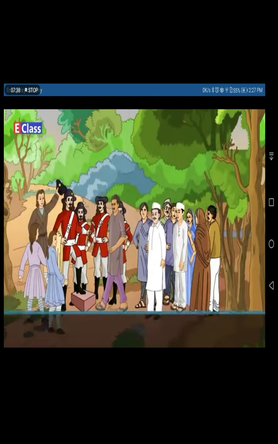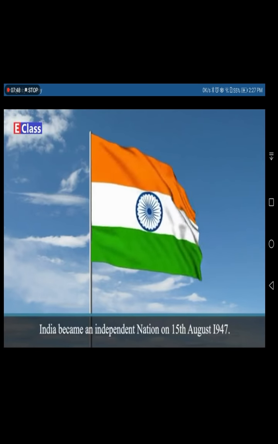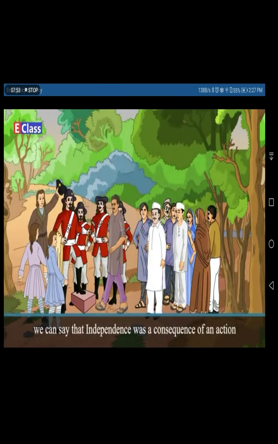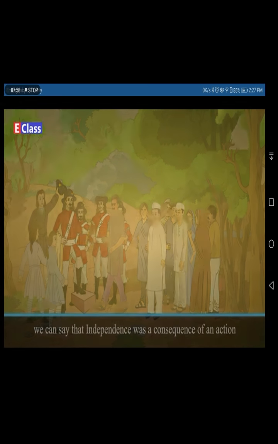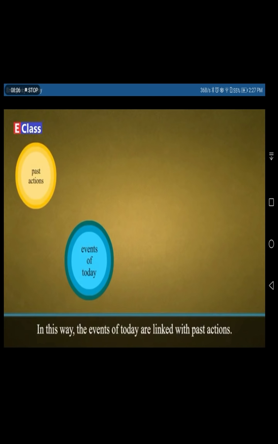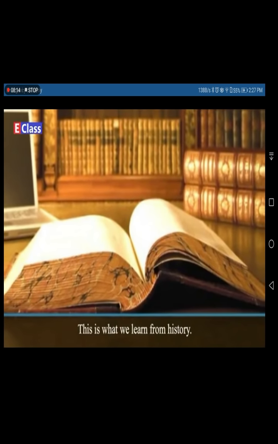For example, the Indian people fought against the British government to get independence. This is a historical action. As a result, India became an independent nation on 15th August 1947. So, we can say that independence was a consequence of an action, that is, the Indian people's struggle for independence. In this way, the events of today are linked with the past actions. When we understand this, we realize that the future depends on the past events. This is what we learn from history.